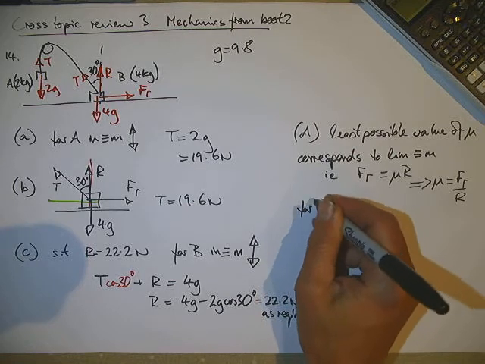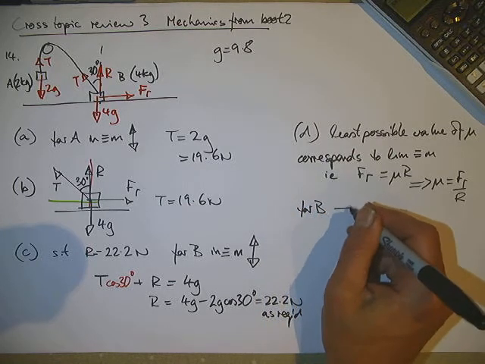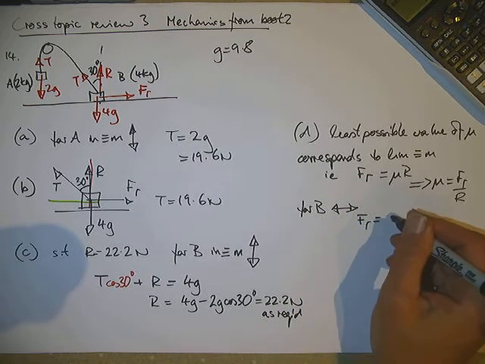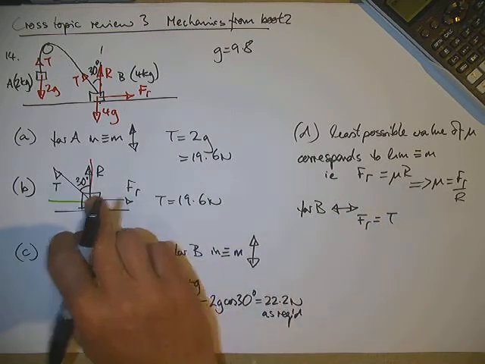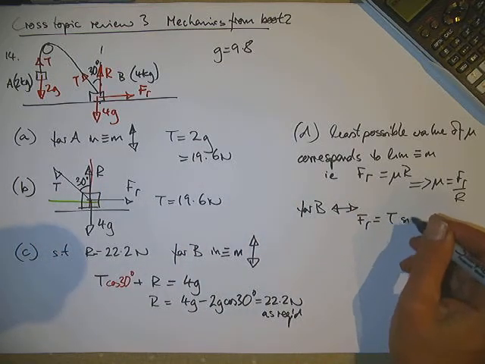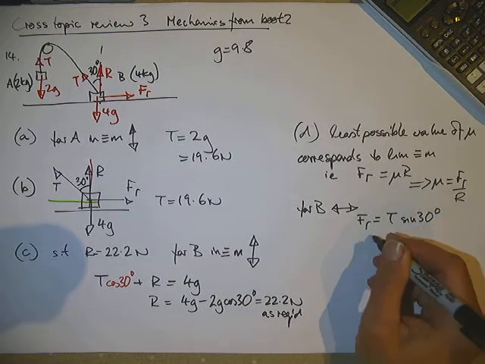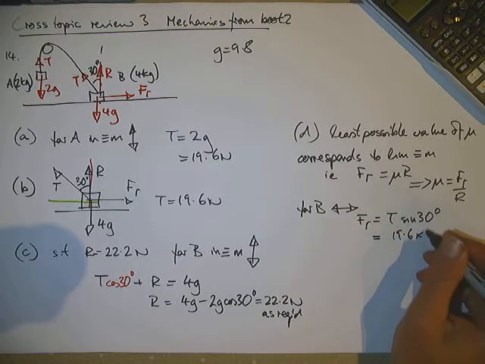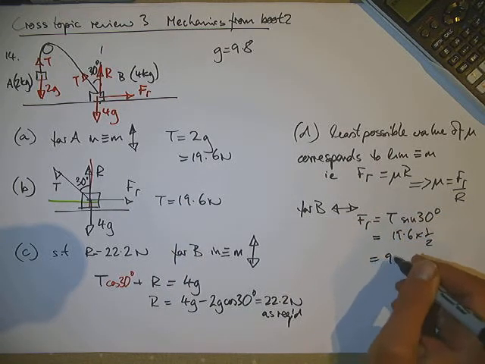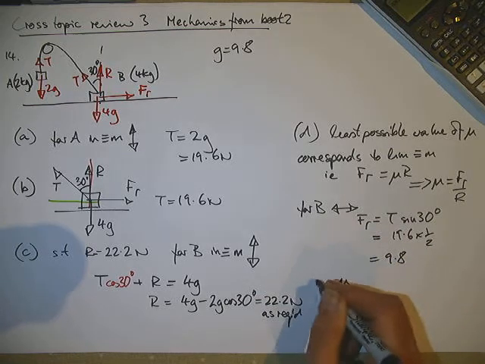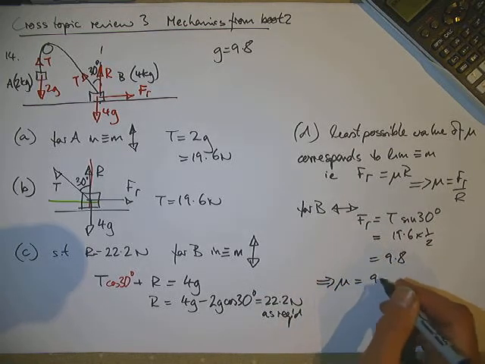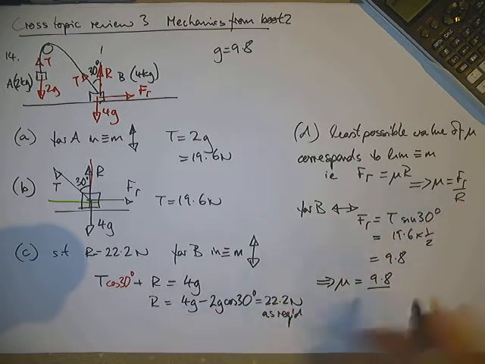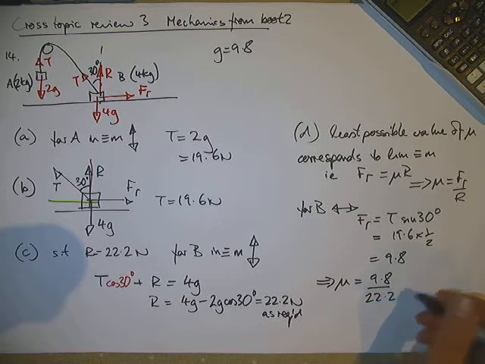For B, let's work horizontally now. Friction equals T, that green component, sine 30. So that's 19.6 times a half, 9.8. Therefore, mu will be 9.8 over, so that's the frictional force over R, the 22.2, which is 0.441.